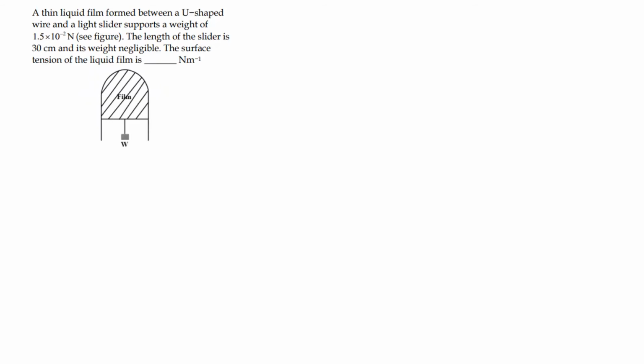Next, a thin liquid film is formed between a U-shaped wire and a light slider, with a weight of 1.5 Newton. The length of the slider is 30 centimeter. Its weight is negligible. The surface tension formula: T is equal to F by L. But here for this length we have two sides, the back side and the front side. So the film is in touch with the wire. They are asking T. This surface tension balances with what? Which force is acting downwards? Weight. So this is mg by 2L.